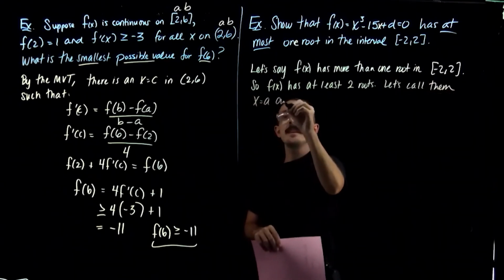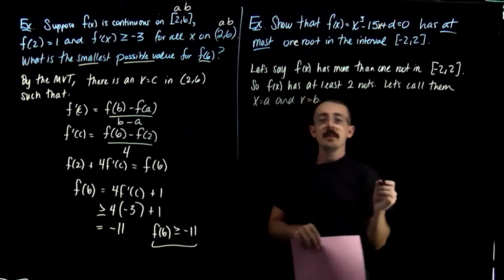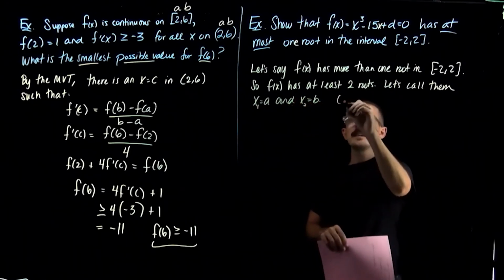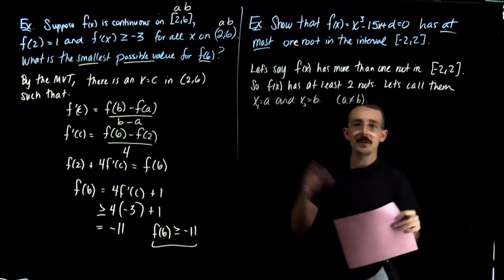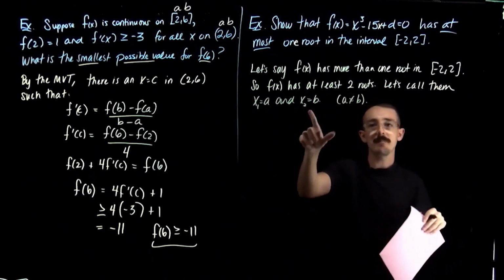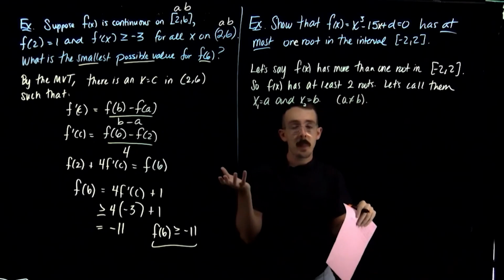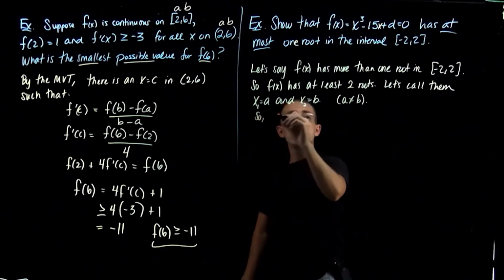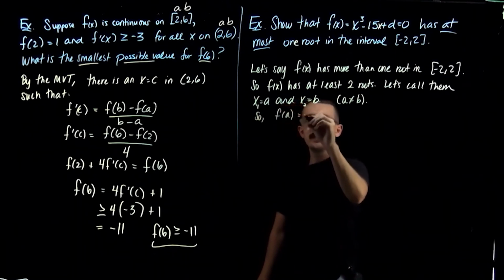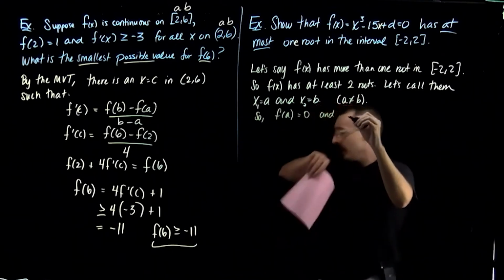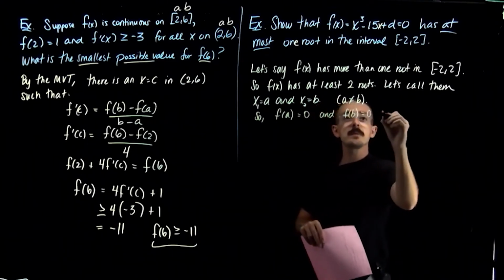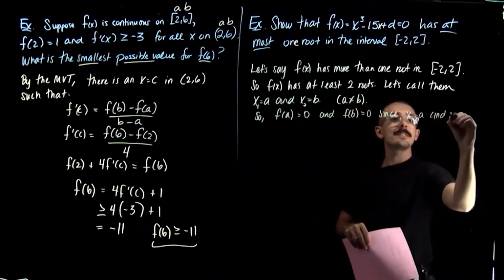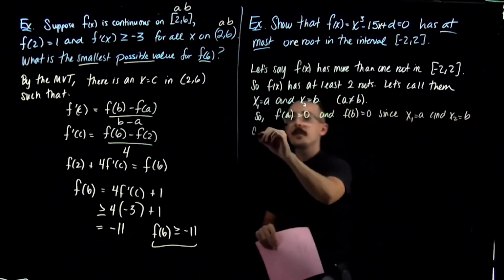x equal a and x equal b. I'm going to say x1 equals a and x2 equals b. The important thing is that they're actually two different x values, so these two are not the same. What does it mean to be a root of an equation? It means that if these two things are roots, then f of a equals 0 and f of b equals 0, since x1 equal to a and x2 equal to b are roots.